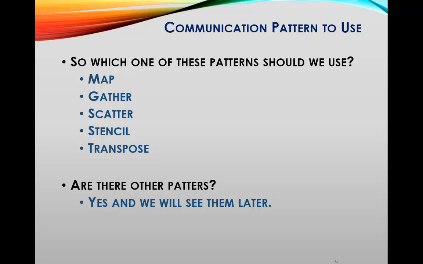So which one of these patterns should we use? Should we use a map operation, gather operation, scatter operation, stencils, or transpose? It highly depends on the applications we have. It highly depends on the efficiency that we want to get and the amount of processing that needs to be performed. And of course, a lot to do with data reuse and the model of processing that we have. Are there any other communication patterns that we need to be aware of? Yes, there are, and we will see them later, and we will see how they operate and what they are, and in what kind of circumstances we will use them.